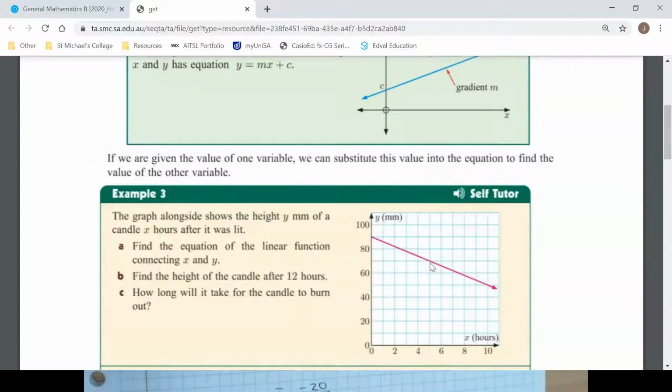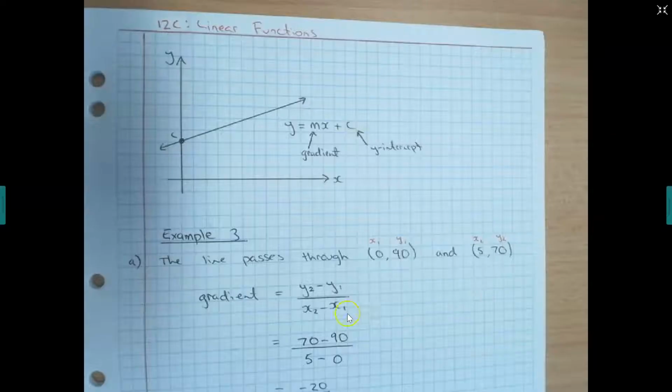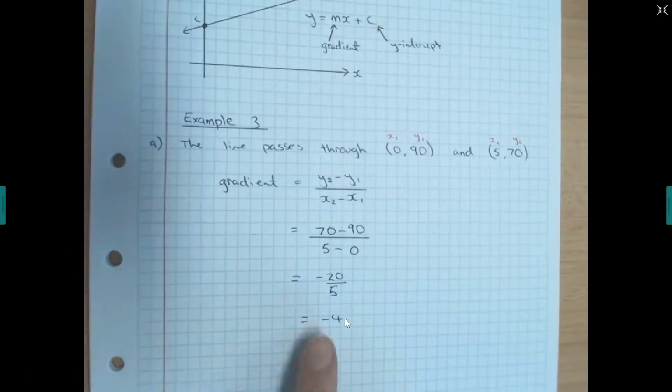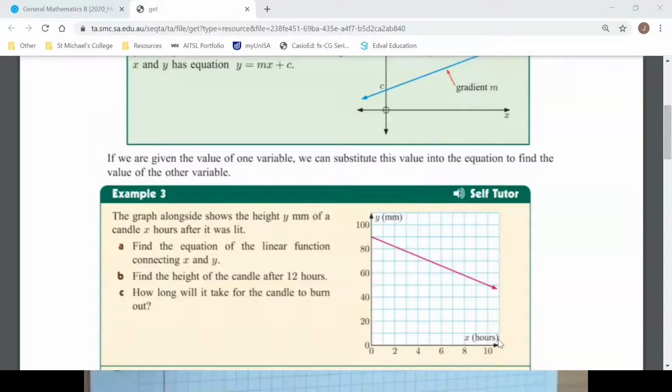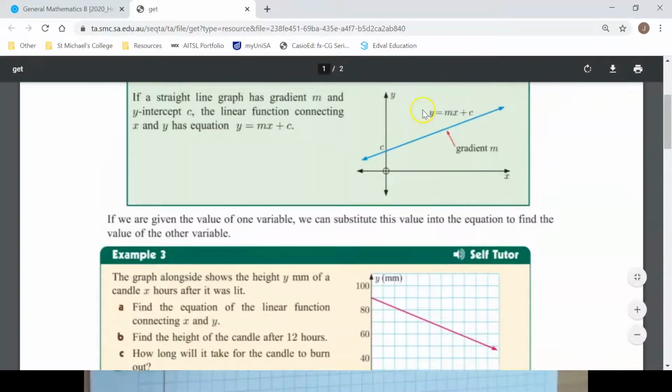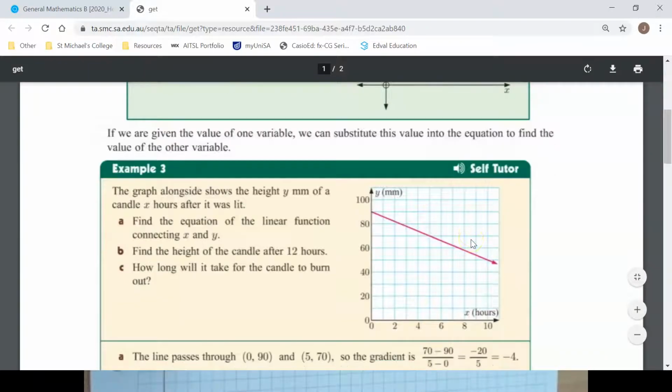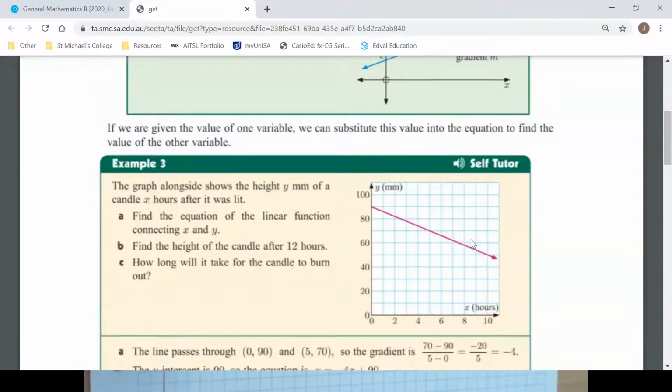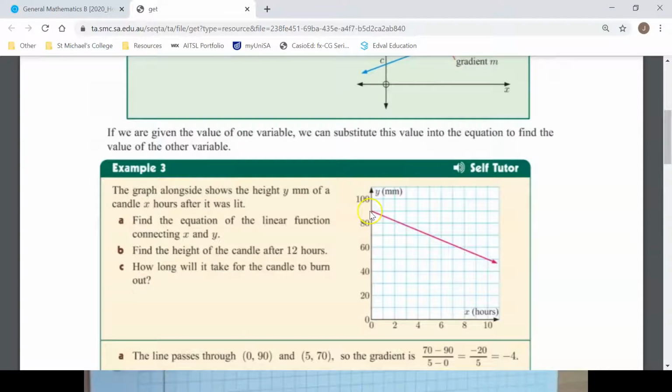Now, notice that this graph has a negative slope, and that's why when we've determined our slope here, there's a negative in front of the 4. If the graph was slanted in this direction, then it would have a positive slope. So we found the slope now. If we look at the y-intercept, it's at (0, 90). So when x is equal to 0, y is equal to 90. That's the y-intercept.